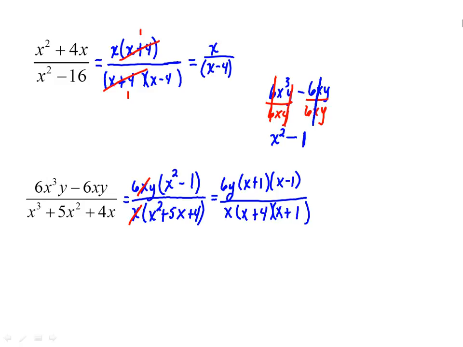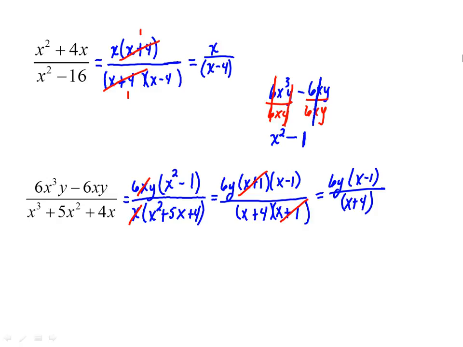Now, do you see anything that will reduce? The x plus 1 group. Good. Is that one x on the outside supposed to be? No. Thank you. Alright, so we're going to have 6y times x minus 1 on top over x plus 4. And I would leave it in the group on bottom.